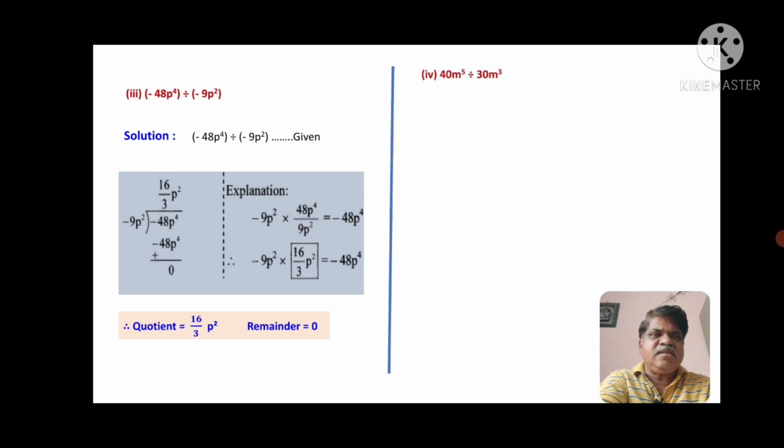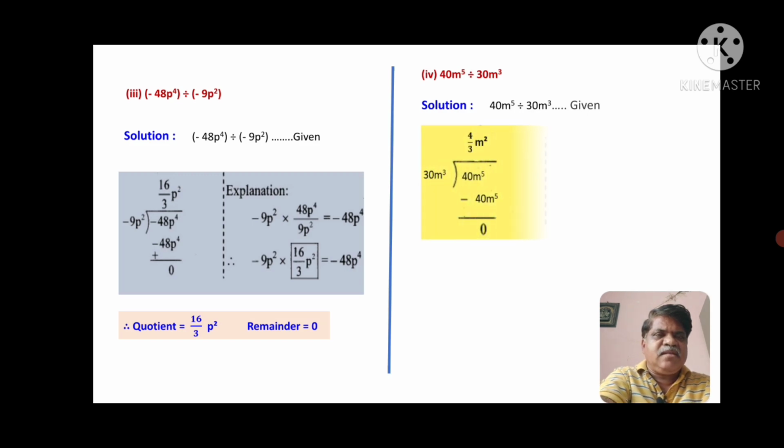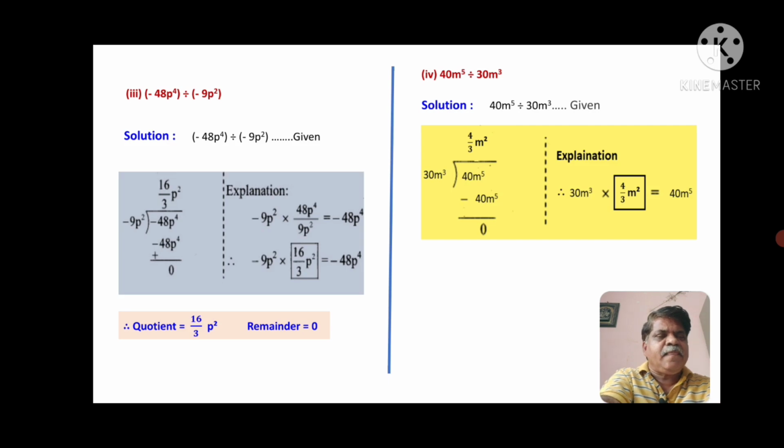Friends, here you can see the fourth problem, 40m raised to 5 divided by 30m cube. It is given that 40m raised to 5 is divided by 30m cube. The division will be in this way: 40m raised to 5 is the dividend, and 30m cube is the divisor. That is written in the division part. In the explanation part you can see that 30m cube is multiplied by which number, so that you get 40m raised to 5.